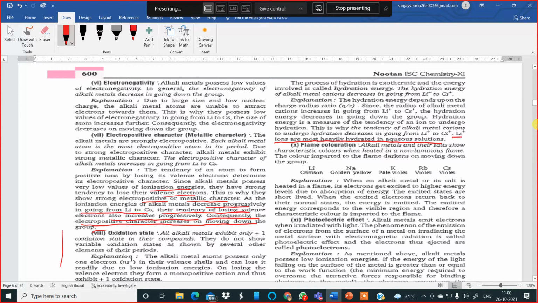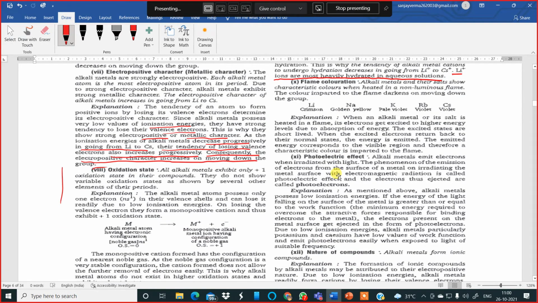Then number 10 is flame coloration. You know the flame test which you must have learned theoretically in class 10. Alkali metals and their salts show characteristic colors when heated in a non-luminous flame. The color imparted to the flame deepens on moving down the group. If you take a lithium sample on a non-luminous flame, the color of the flame is crimson, then sodium is golden yellow, potassium is violet, rubidium is violet, cesium is also violet.